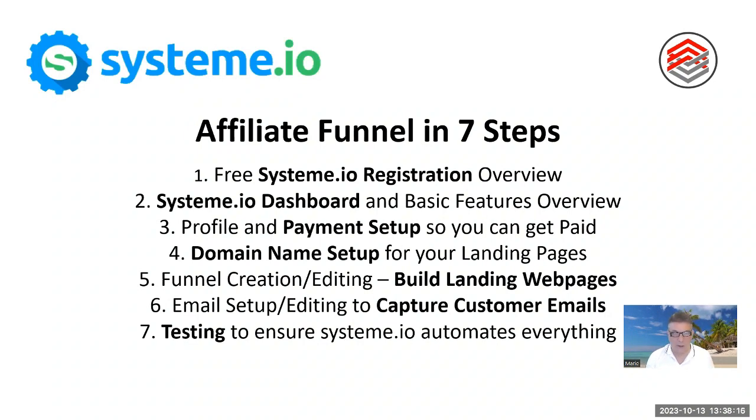The 7 steps are Systeme.io registration, your Systeme.io dashboard, your payment setup, your domain name setup, building the web pages, which is your funnel creation, the ability to manage emails, capture emails, and send emails, and then testing to ensure Systeme.io automates everything, allowing you the freedom to be anywhere at any time.